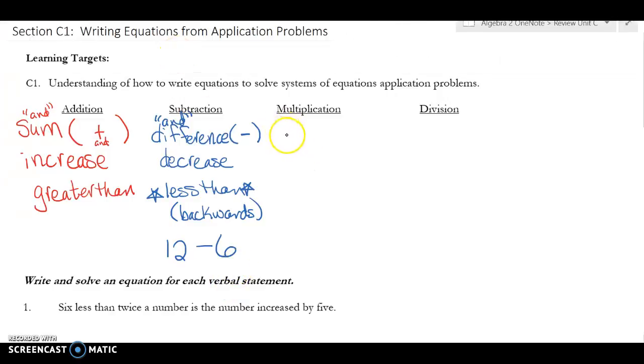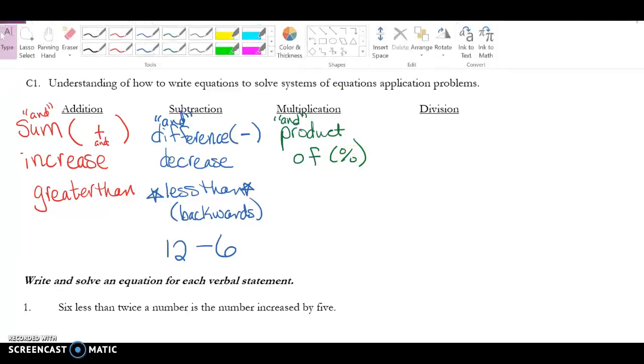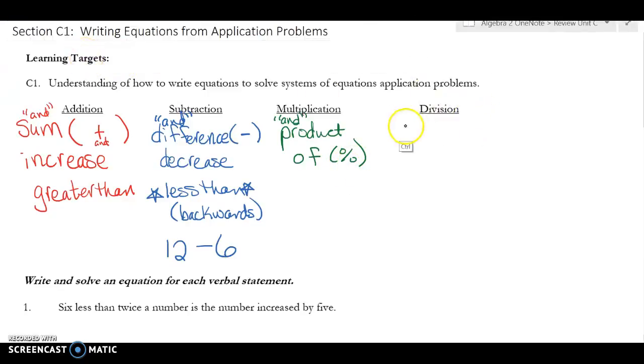So multiplication, the first word for multiplication is product. And product is another "and" word. And we don't need parentheses for product. Another product word is "of." A lot of times this is when you're dealing with percents. Percents of a problem tells you to multiply. And then the last one we have is division. And division is quotient. This is another "and" word. And ratio. This is another "and" word.